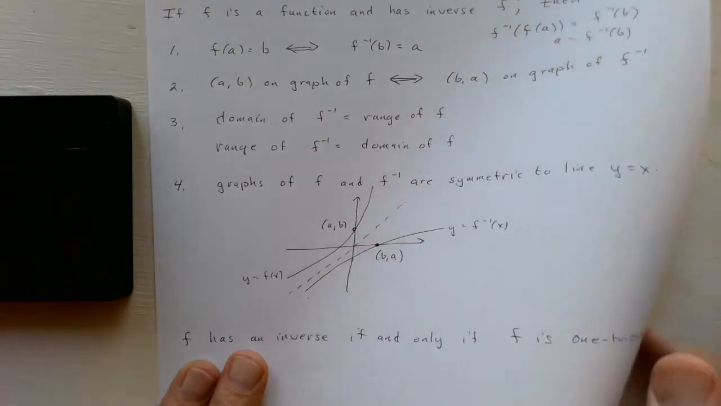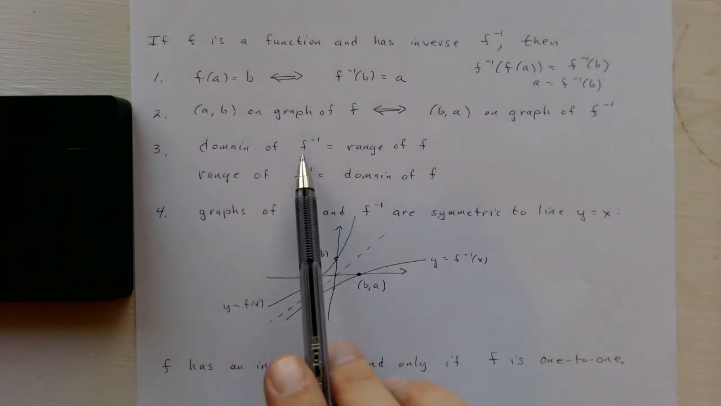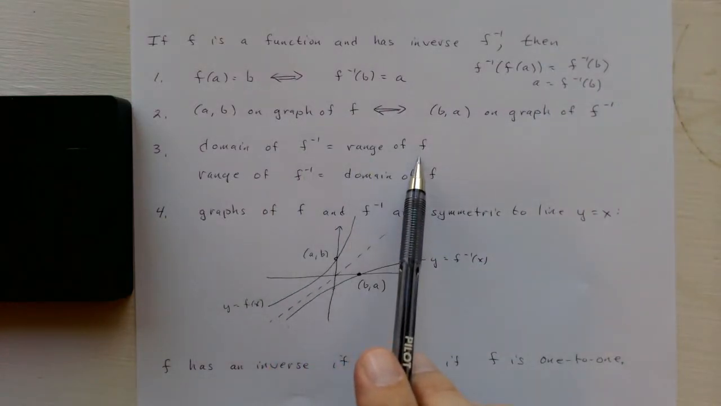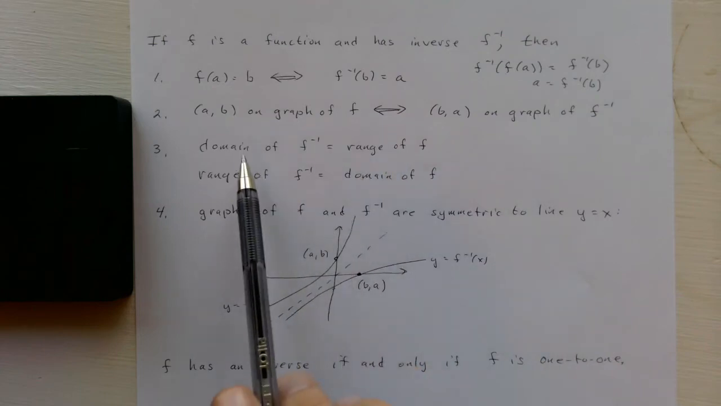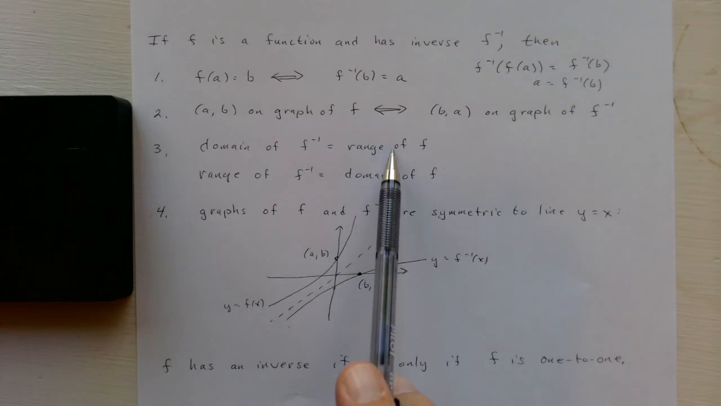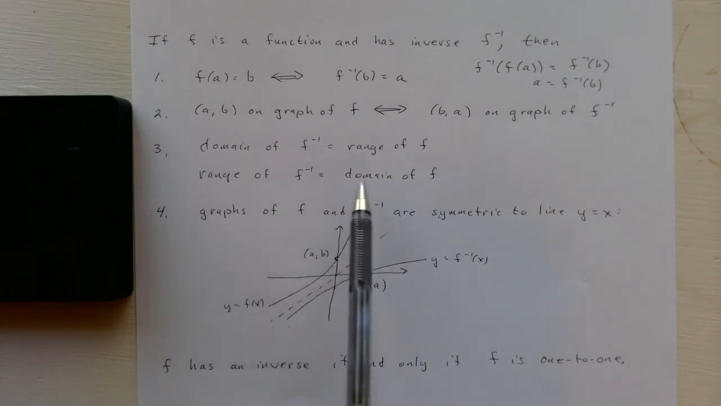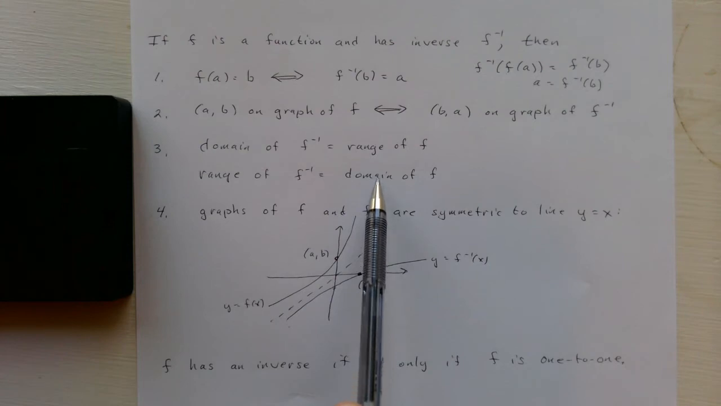We also see, number 3, that the domain of f inverse has to be the range of f. All this is saying is that the inputs of f inverse equal the outputs of f, and the outputs of f inverse equal the inputs of f. So inputs and outputs, their roles are reversed.